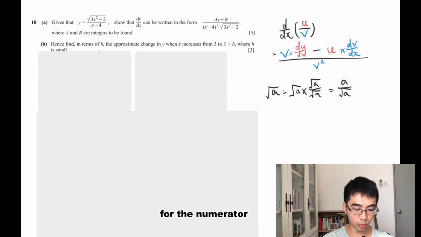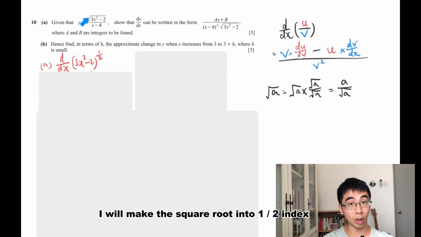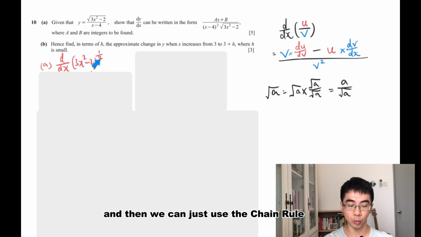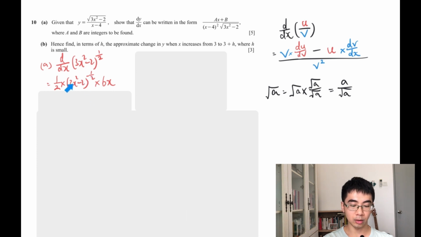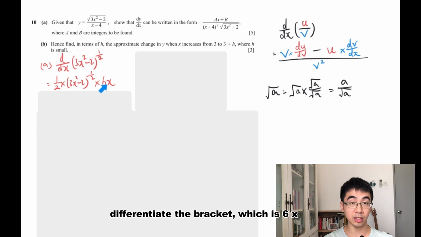So for the numerator, first of all, I will make the square root into the index 1 over 2. Then we can just use the chain rule. This 1 over 2 will become the coefficient and multiply the bracket to the power 1 minus the original index, which is 1 minus 1 over 2. That gives you negative 1 over 2. And then remember, for the chain rule, multiply by the derivative of the bracket, which is 6x.